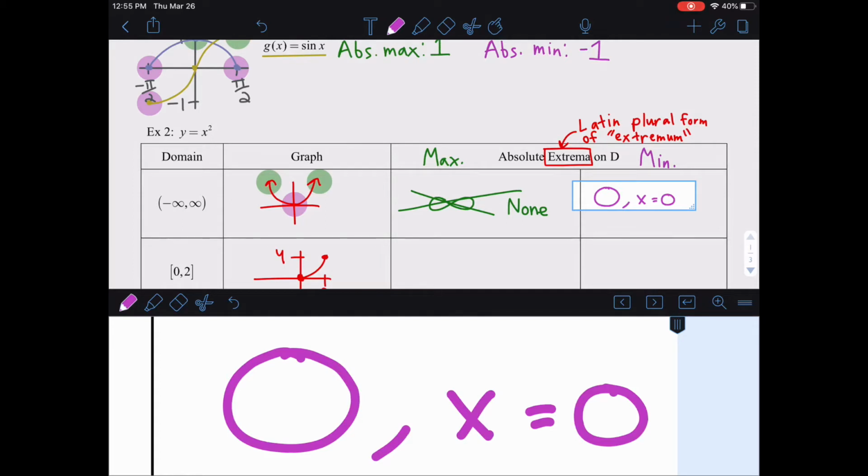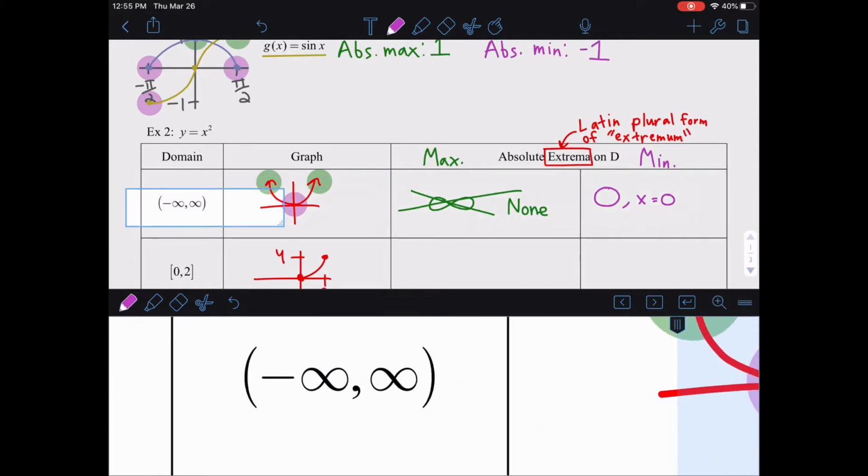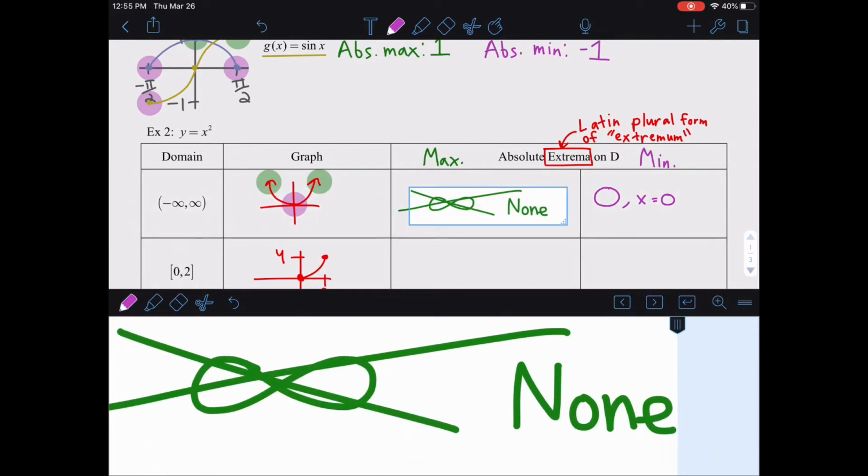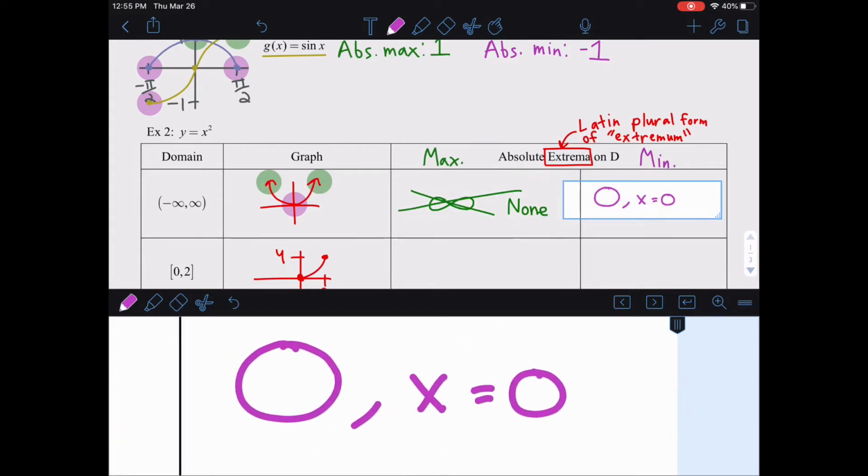Okay, so that's over the entire domain of x squared. And these answers make sense, right? There is no max. It goes up forever. x squared cannot be negative. The smallest we can get from x squared is 0. So everything makes sense so far.